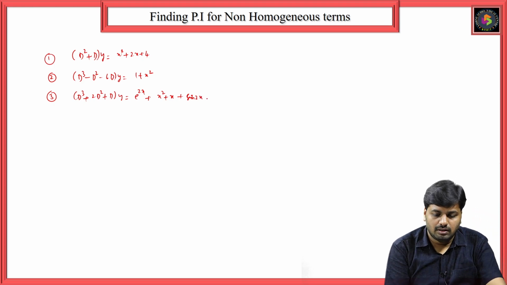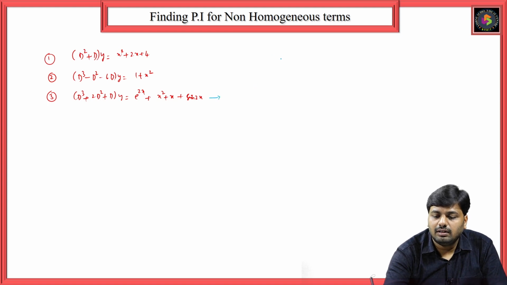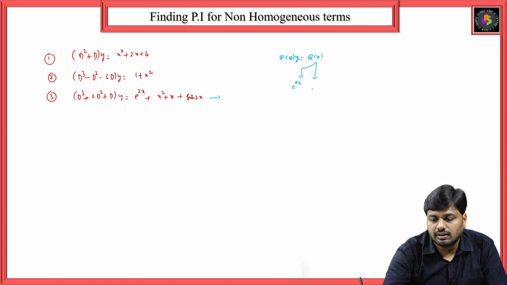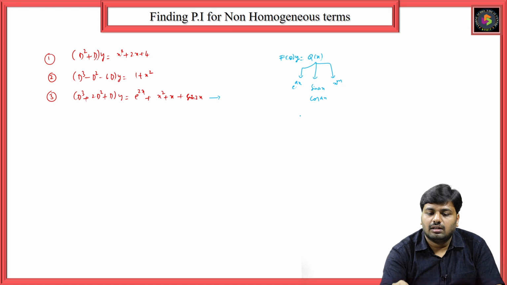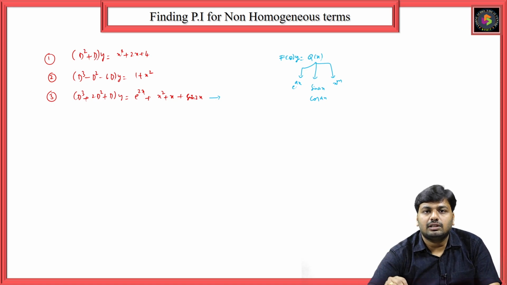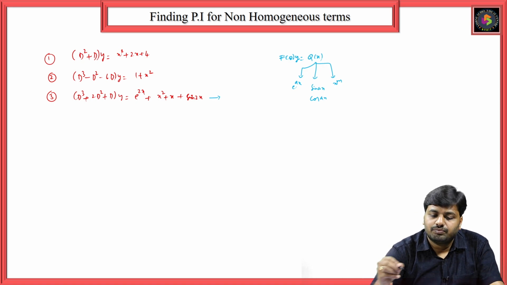Now see this problem. I'll give some clues for this problem. Till now we are solving f of d of y equal to q of x. The q of x will be, the first case, e power ax, which we solved. The next case will be sin ax and cos ax. The next case will be x power m. Now 3 cases we solved. These are the basic cases in the case of non-homogeneous terms. The other 2 cases are also based on these 3 only. So first of all, if you are able to solve these 3 cases, you can solve the next 2 cases easily. So here you can observe this.